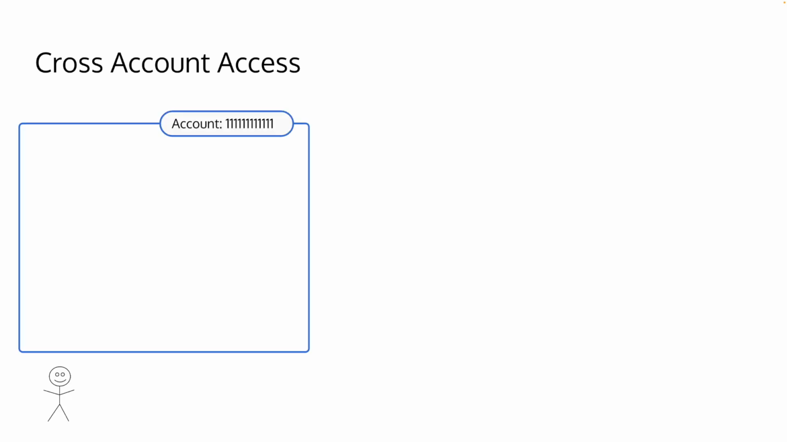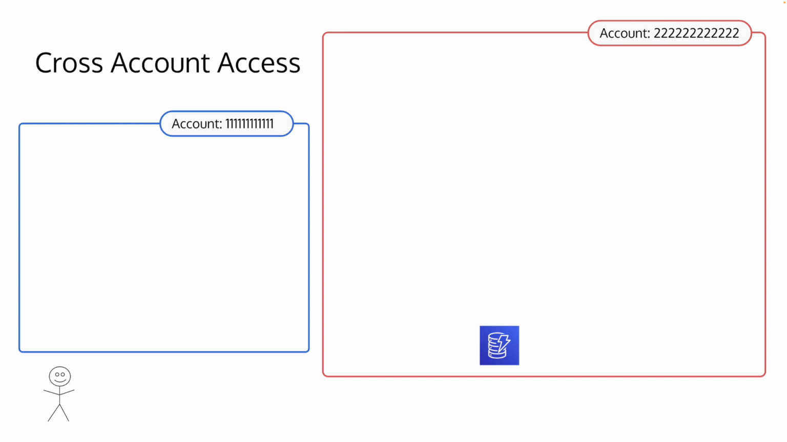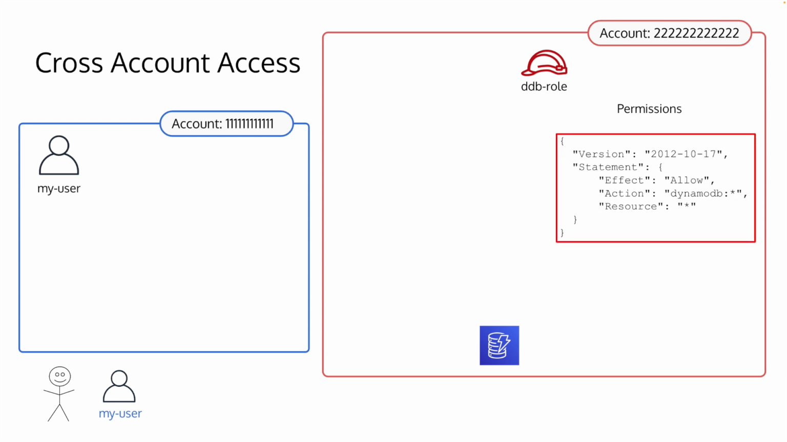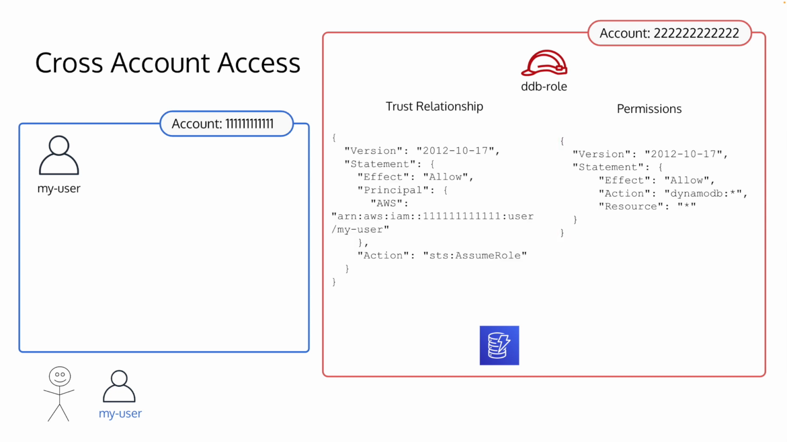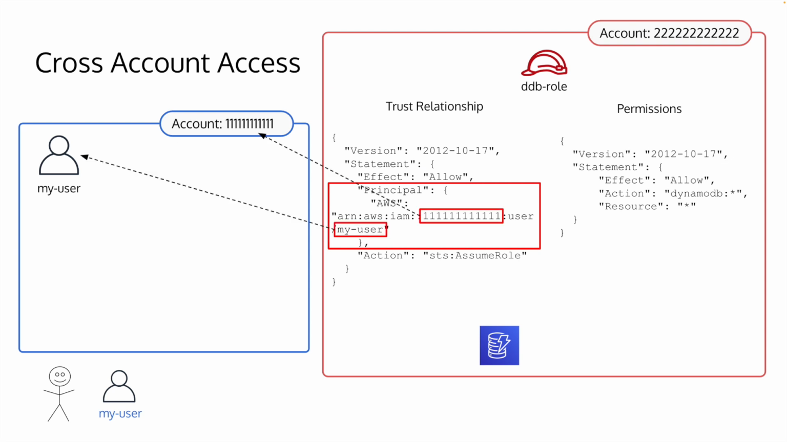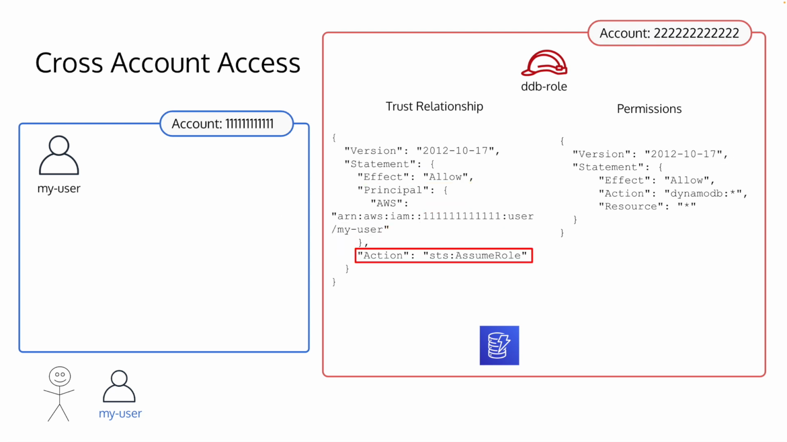Next, I want to cover cross-account access. This is when you need to access a resource in another account. A common way to do this is by assuming a role in the other account and then accessing the resource. Let's say that you own account 1 and you need to access a DynamoDB table that's owned by account 2. Someone in account 2 can create a role, let's call it DDB role, that has permissions on the table. Then they'll set the trust relationship to allow the principal, in this case the user in account 1, the ability to call STS assume role.